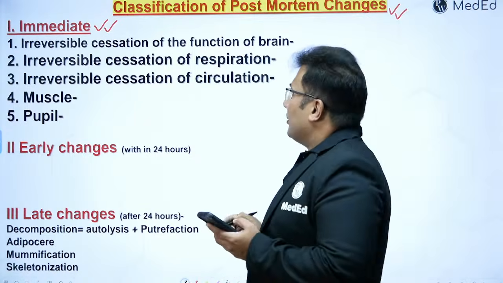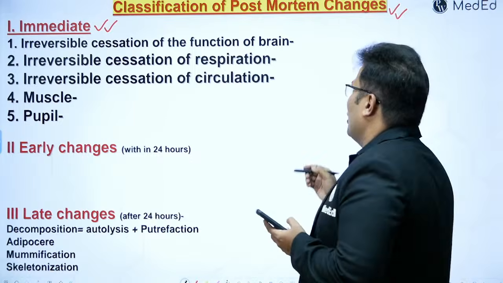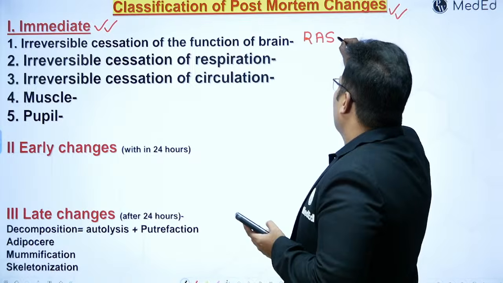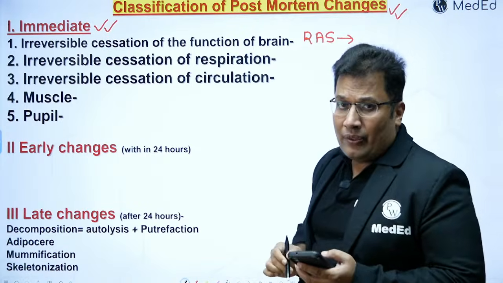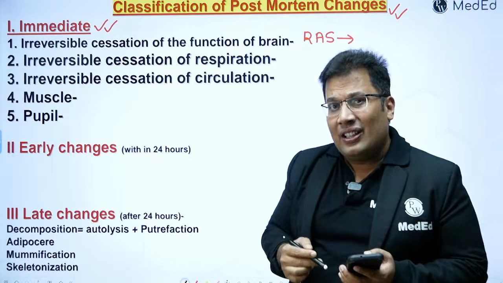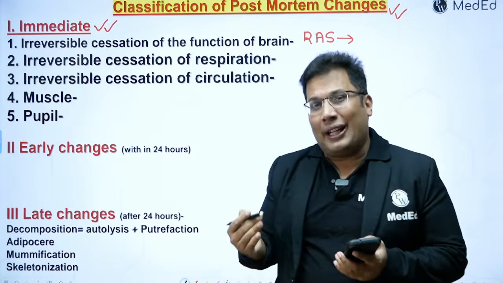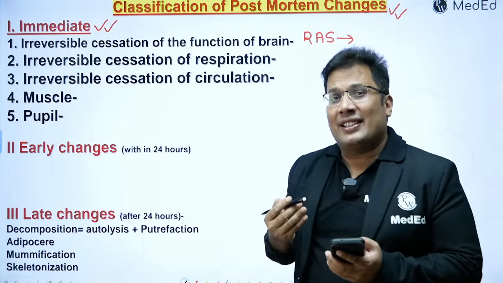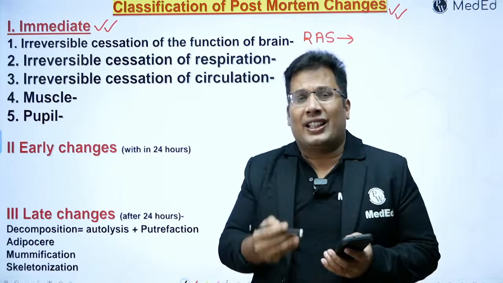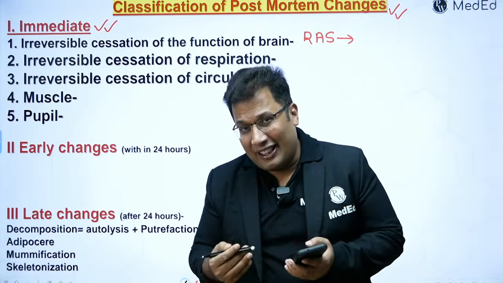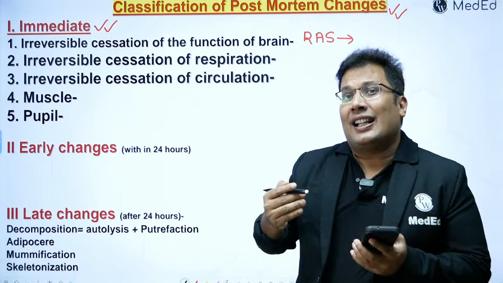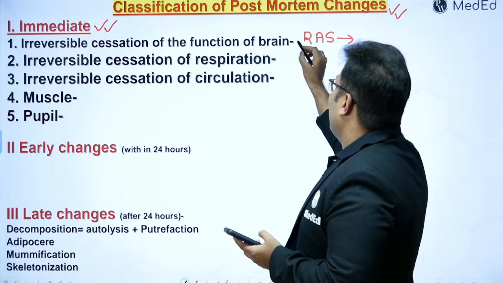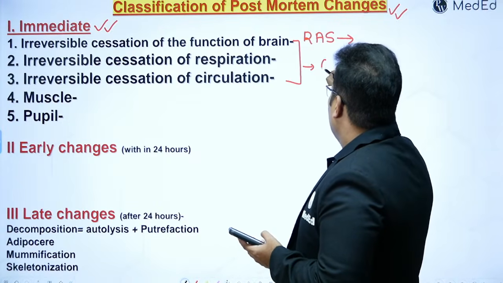So immediate changes: irreversible cessation of function of brain, especially when there is damage to the RAS, reticular activating system. So that leads to loss of consciousness, and irreversible cessation of the brain function. Then respiration. In case of death, there's damage to the higher centers of respiration, as you know, apneustic center and medullary centers of respiration. So when there is hypoxia and damage to the higher center, there is cessation of respiration as well. So these three systems are known as gateways of death.